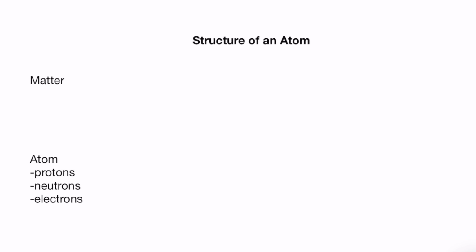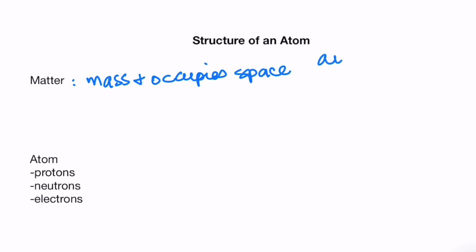Let's start off with matter. What is matter? Matter is anything that has a mass and occupies space. And that pretty much includes everything. It could include things that you can see, things that you cannot see. So air is something you cannot see, but it has mass and it occupies space, so it is considered matter. Your pen, your shoes, your book bag, your clothes, they're all made out of matter.